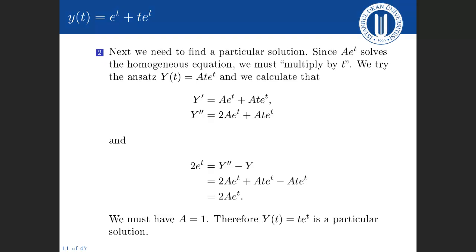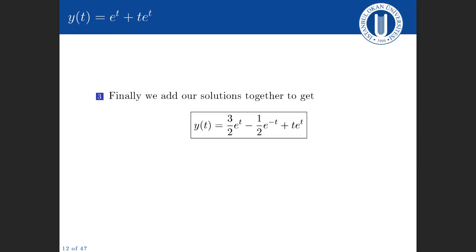After step 4, I'm going to do step 2. Find a particular solution to the non-homogeneous equation. This is a copy and paste from the previous slide. This is all exactly the same as we did before. Just as we did before, we get the particular solution t e to the power t. Add the two solutions together, and we get 3 over 2 e to the power t minus a half e to the power minus t plus t e to the power t, which is wrong.